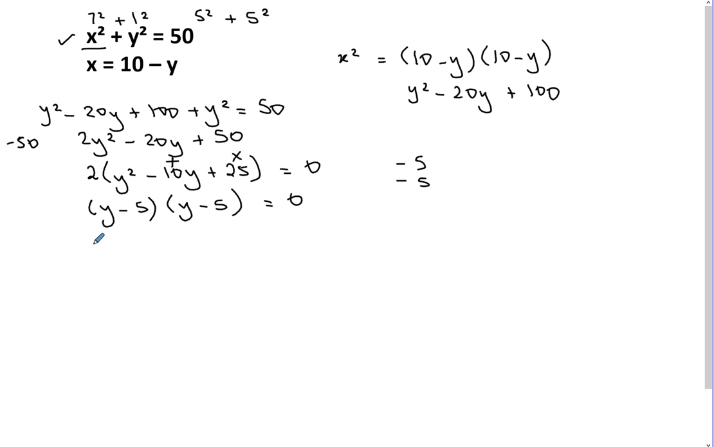And you can see there is only one point of intersection. So y equals 5. And then x equals, in there, 10 minus 5, which is 5. So your point of intersection is just 5, 5. And that was really, really easy, yes?